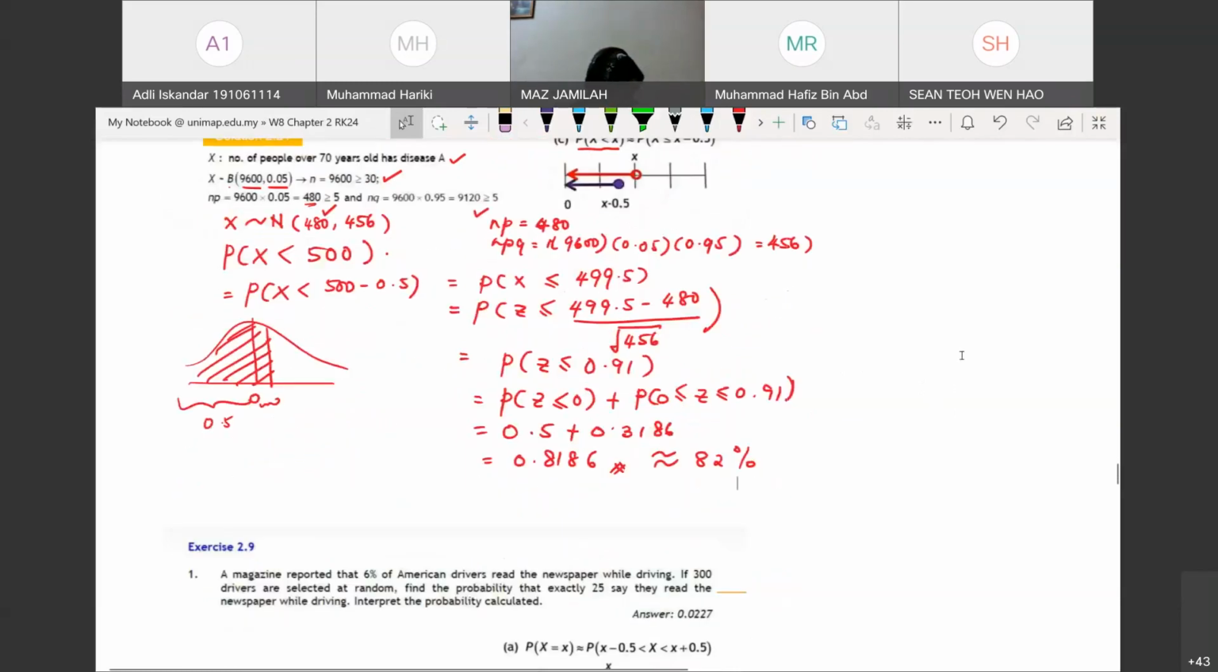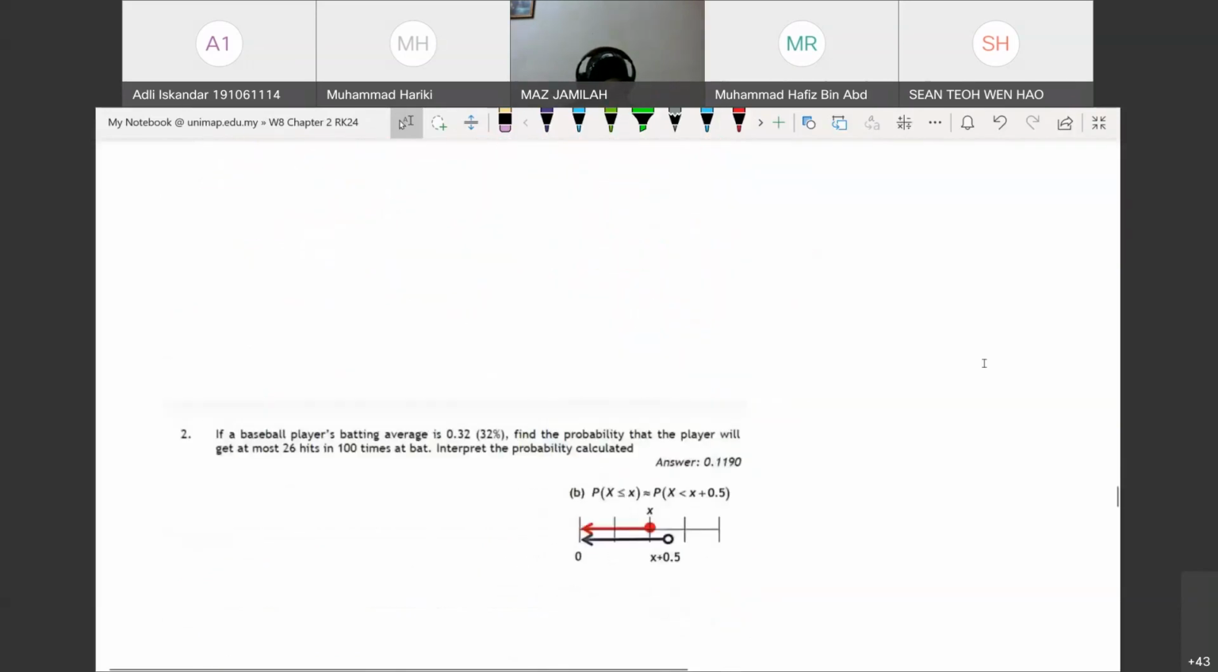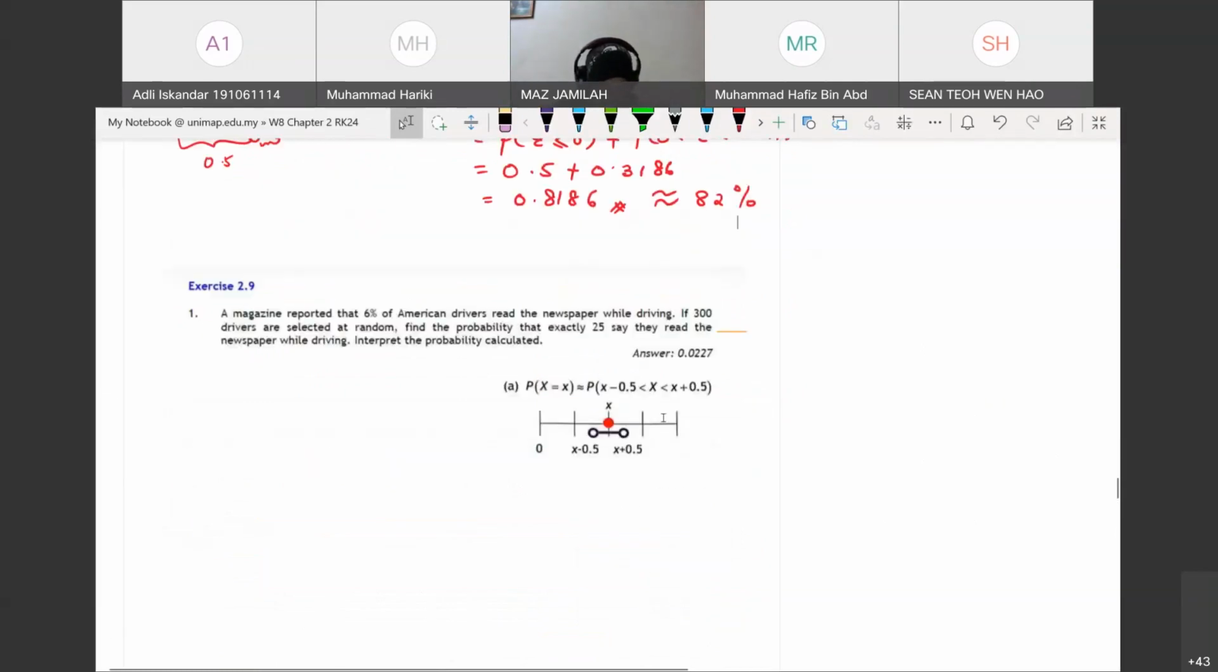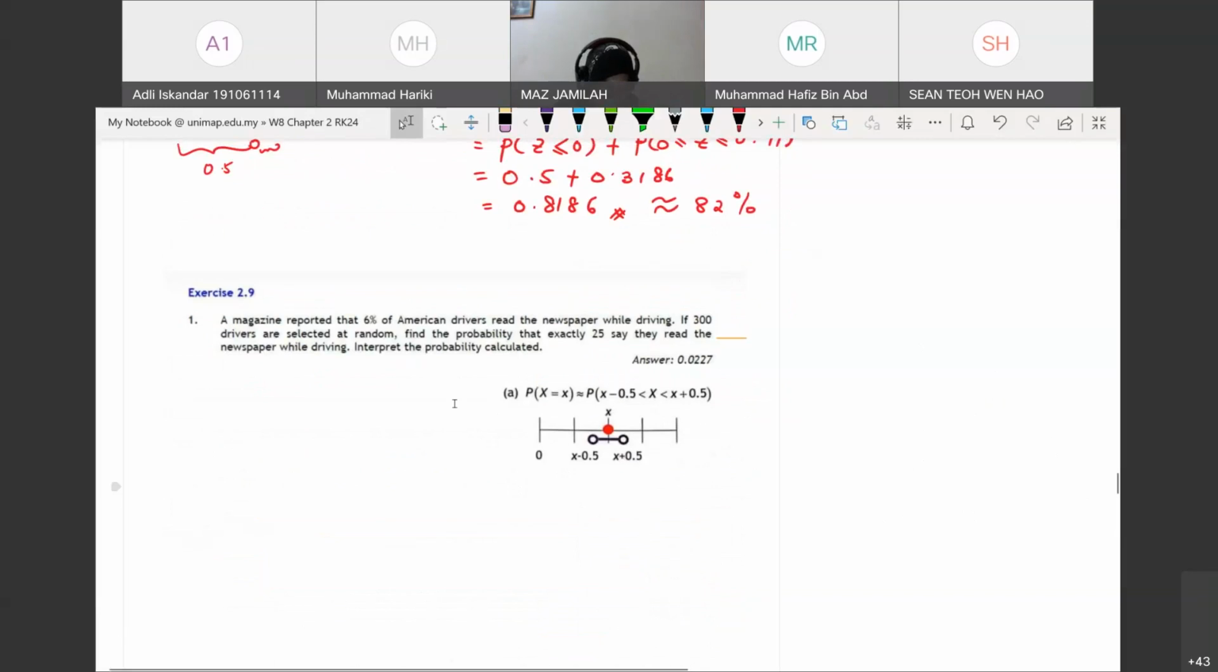Now look at exercise 2.9. Okay, exercise 2.9. Can someone tell me what is the time now? 2:45. Okay, so we should stop at 3:30, right? Okay. If you don't have any questions, I'll just proceed with the exercise.